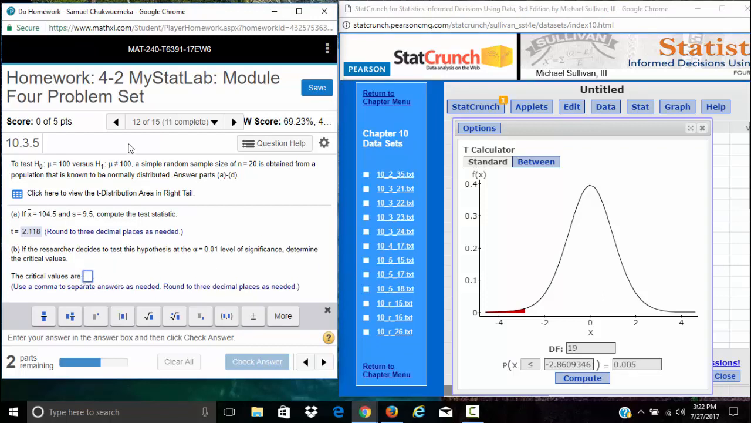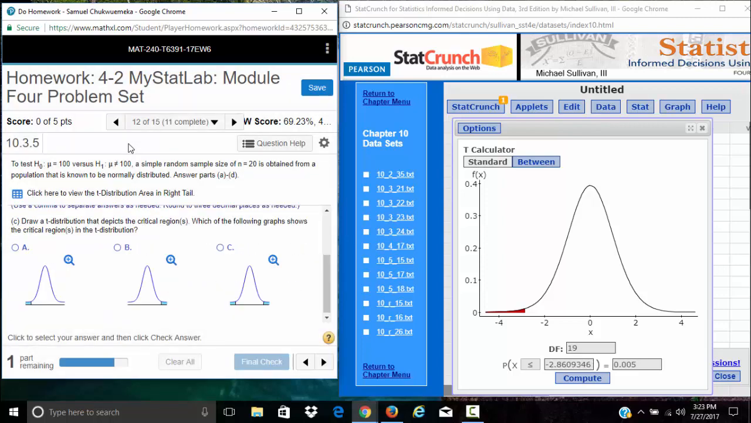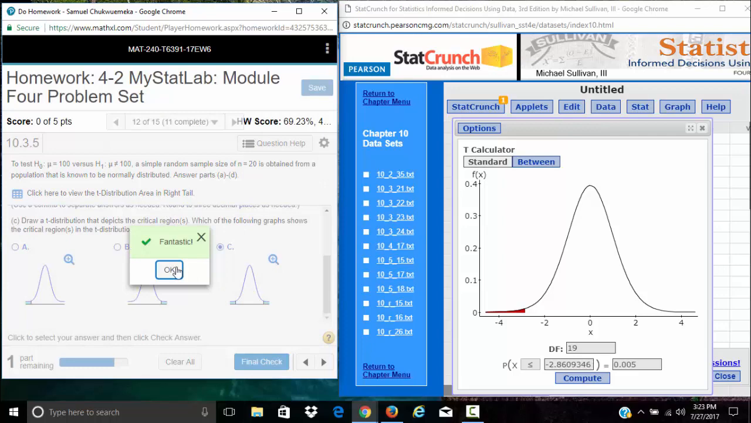So it's two-tailed. So this will be negative 2.861, comma, positive 2.861. Okay? All right? That is the critical values. And then for the T distribution, to do that, it is two-tailed. So two-tailed, and that is this one. Okay?